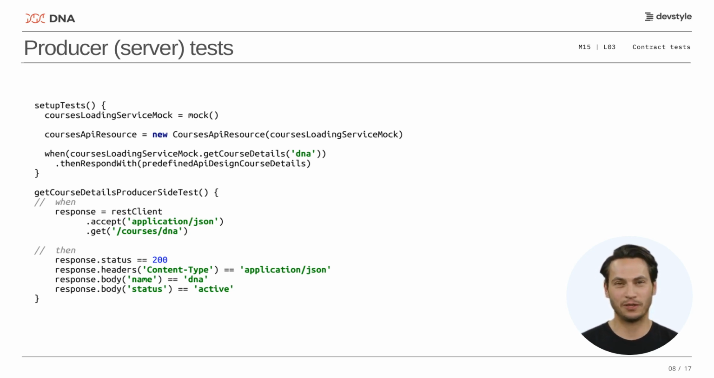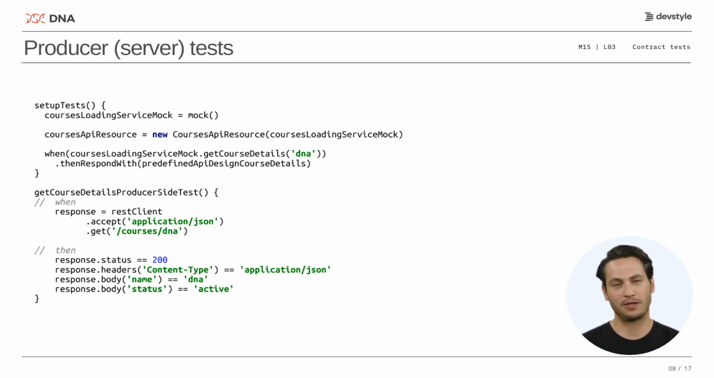The test, on the other hand, communicates with this locally started API layer through a local client. There, it makes a GET request with the appropriate header, receives the response, and verifies whether the response actually had the status 200, whether the content type header was of the appropriate value, whether the name field was DNA, and whether the status was active. In fact, this test outside the setup is generated automatically because everything we need to generate it is already there in the contract.